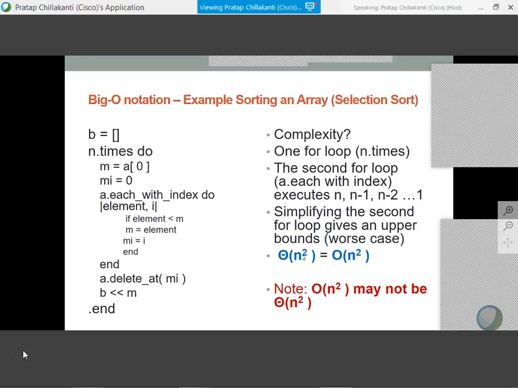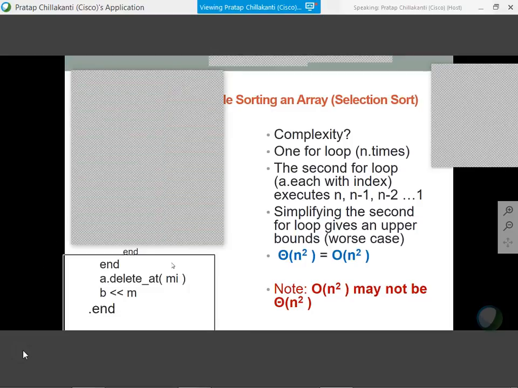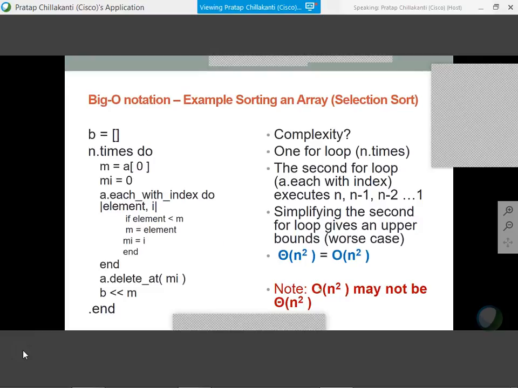It's a small piece of code, so I was able to calculate the exact. When I say exact, remember, I'm still dropping the constants and lower order terms. We have shown examples where something that is order of n² may not be Theta(n²). Not always; the equality may not hold true all the time.